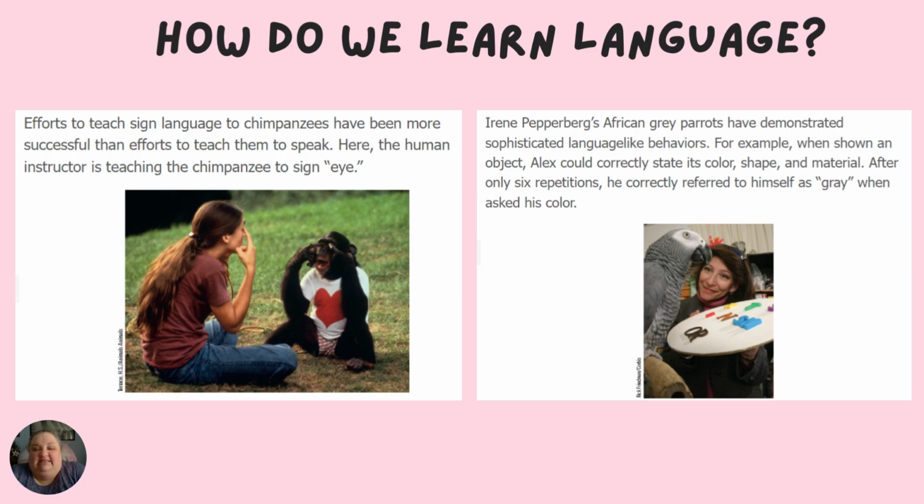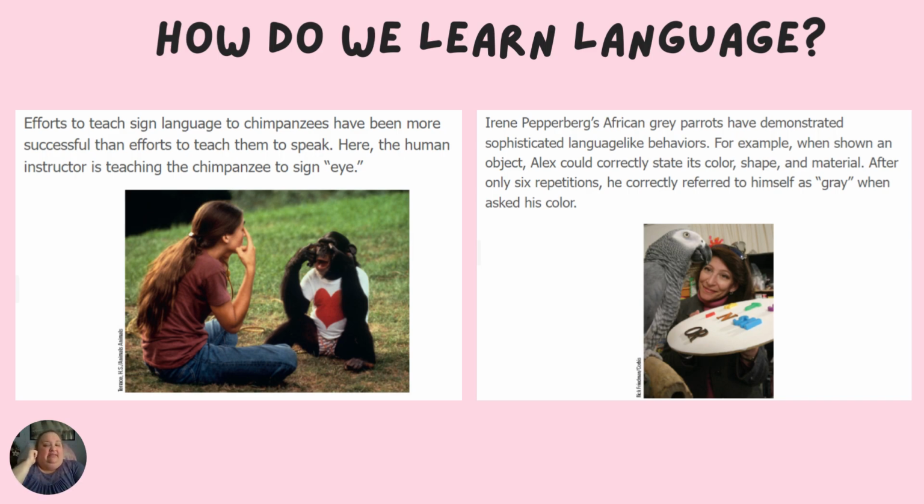Another way that they did this was with parrots, and they realized that parrots were able to correctly state color, shape, and even material after only doing it 6 times. They had 100% accuracy. All right, and you're just like, well, how is that helping anything? Well, what happens is they use that positive reinforcement to teach the animals how to recognize things.